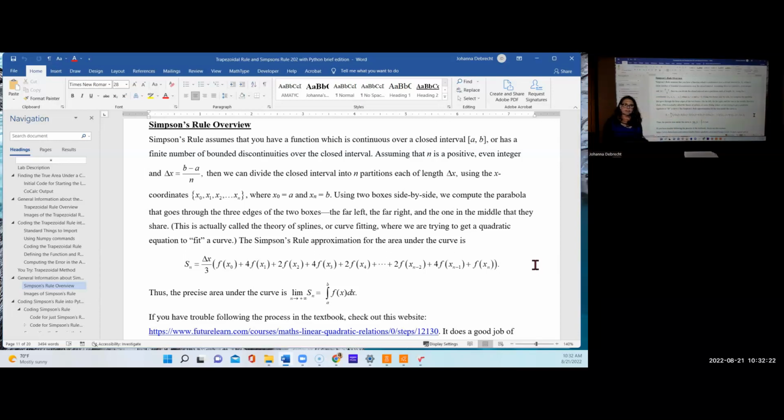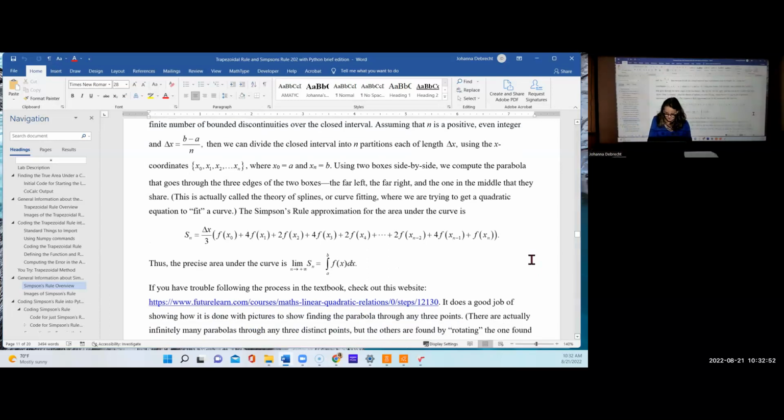If you want to see a derivation of that, MIT has a great video. It's rather old, but it's a great video explanation of how to find the parabola going through the 3 points, and then how to come up with this formula for Simpson's rule. So you can look for that on YouTube. The precise area under the curve, of course, would be given by the definite integral, but if you don't have an antiderivative function, we can use Simpson's rule to approximate instead.